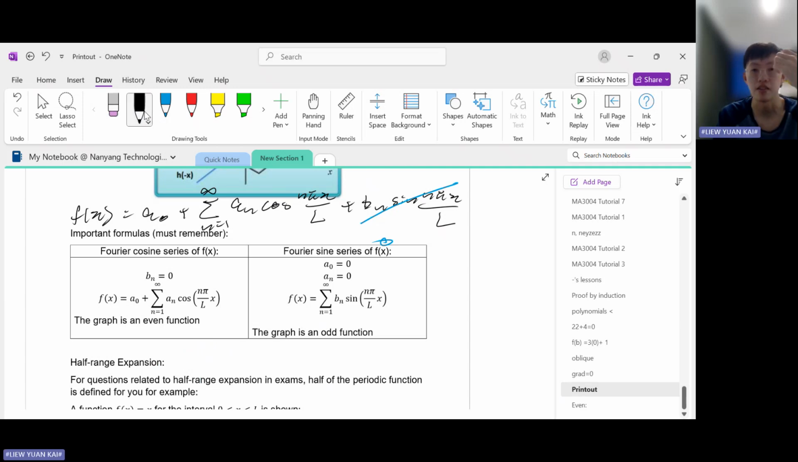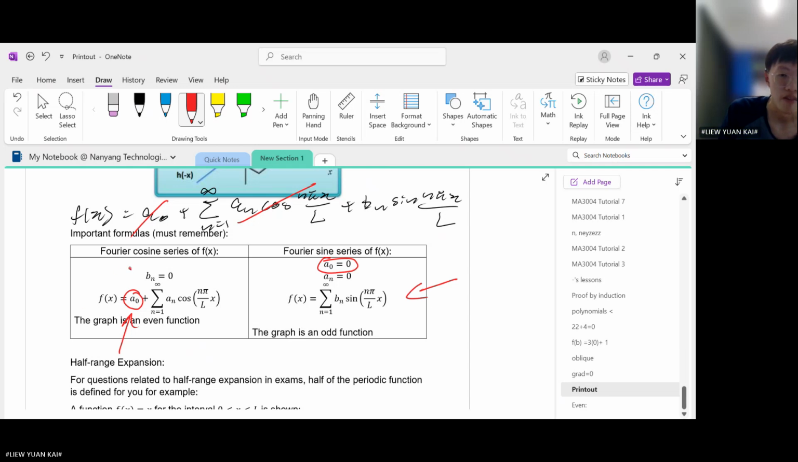Now, let's say I want the Fourier sine series of a function instead. So Fourier sine series is a function such that a naught is zero, an is zero, and the sine term will continue to exist. Now, you may ask me why this one has a naught, but this one a naught is zero. In other words, this has an a naught, and this does not have an a naught.